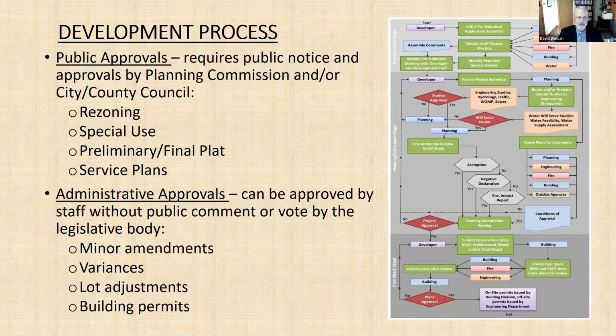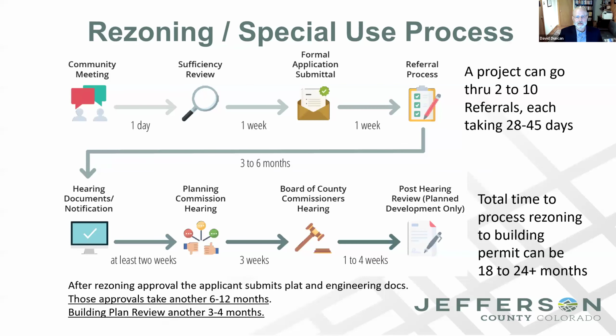Types of those are minor amendments, variances, lot adjustments, and building permits, which usually do not go through a public process. So Jefferson County, this is a slide from a planning commission in Jefferson County that would go through a rezoning. Rezoning would be the longest path to get a development underway. And this is a little flow chart for that process.